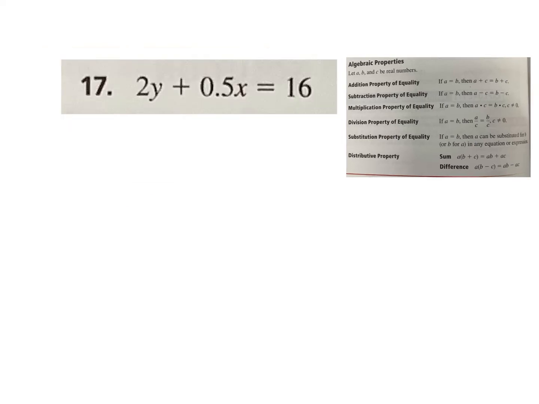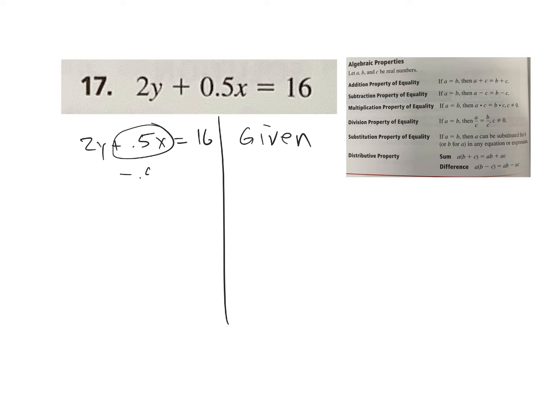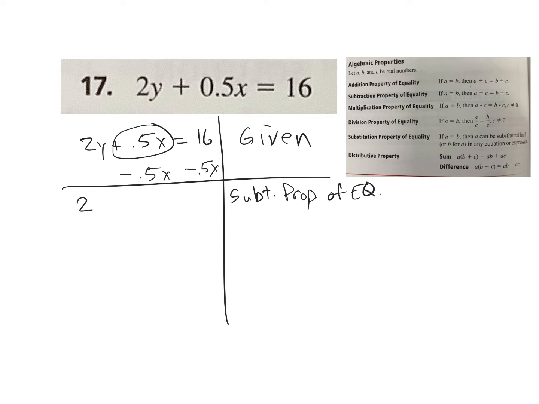17. So again, let's write it out. 2y plus 0.5x equals 16. And that is your given. All right, and what are we going to do here? We got to get y by itself. So we need to move this. So subtract a half x from both sides. That's the subtraction property of equality. Okay. And we get 2y on the left, and we get negative 0.5x plus 16. These two cannot go together because the 16 doesn't have an x with it.